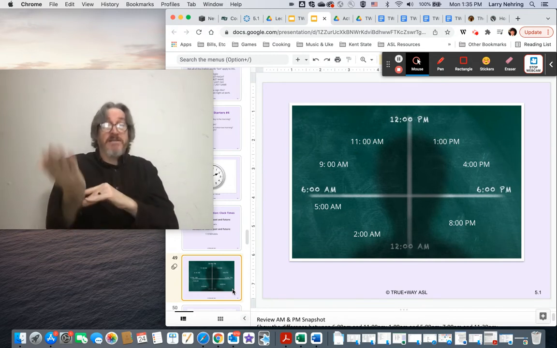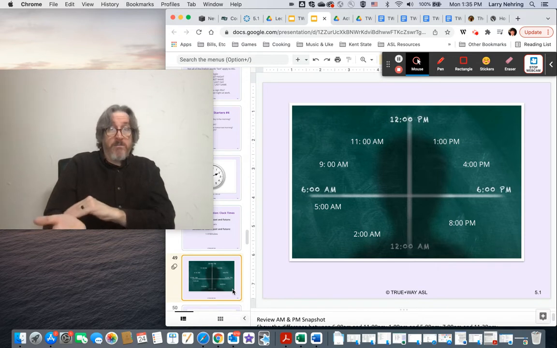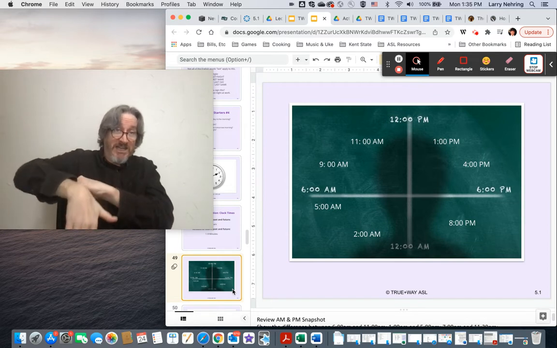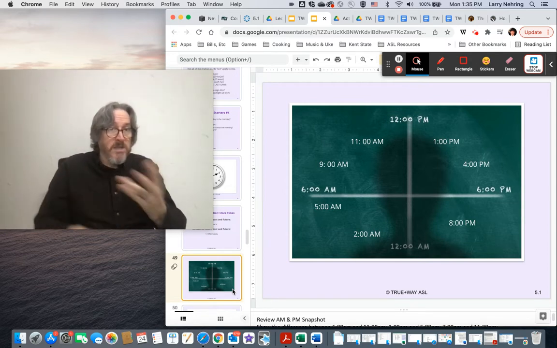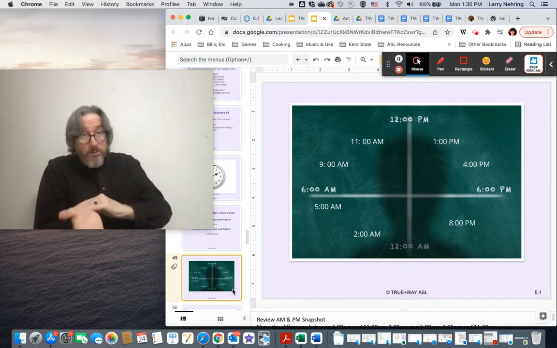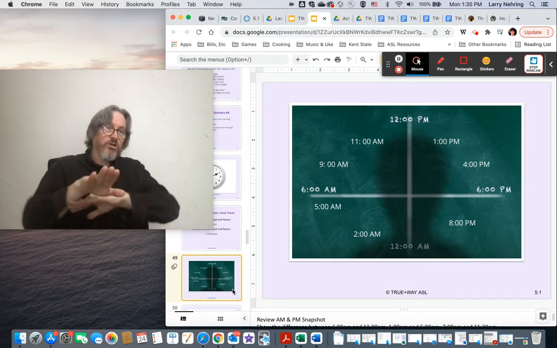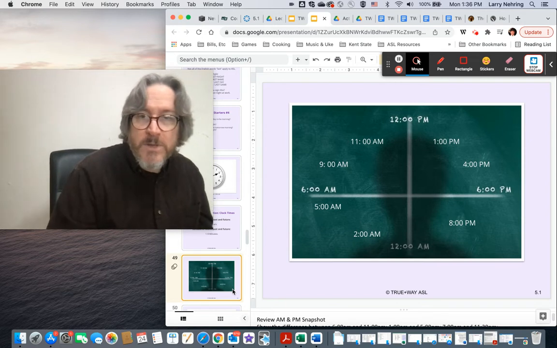So just think of that idea: where in this scope is the time happening? Morning, noon, afternoon, evening, night. So whereabouts can you place that? So you can twist, you can change those signs to show early morning, late morning, early afternoon, late afternoon, early evening, late at night. Hope that makes sense.